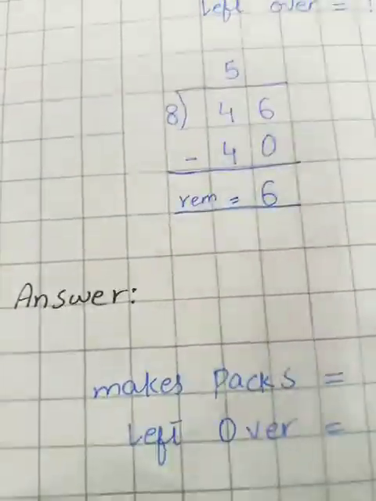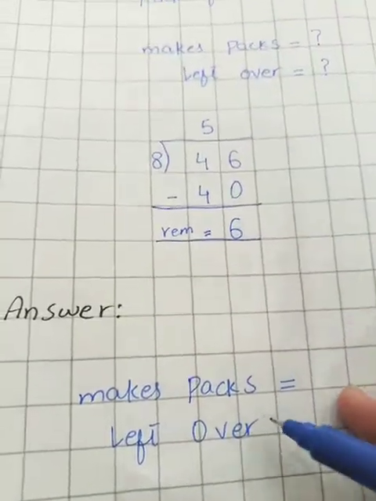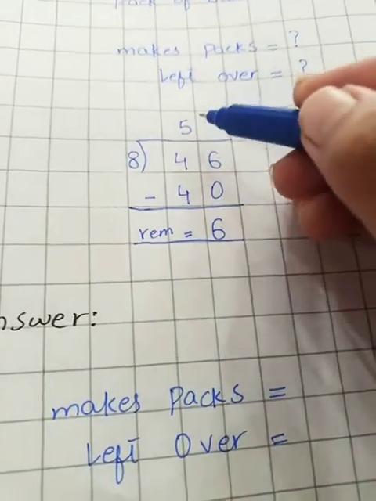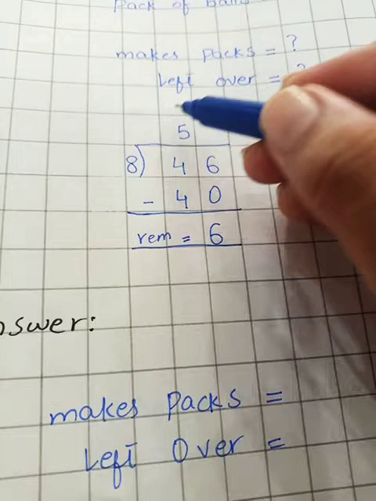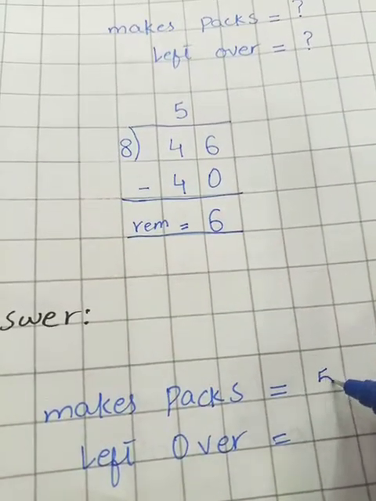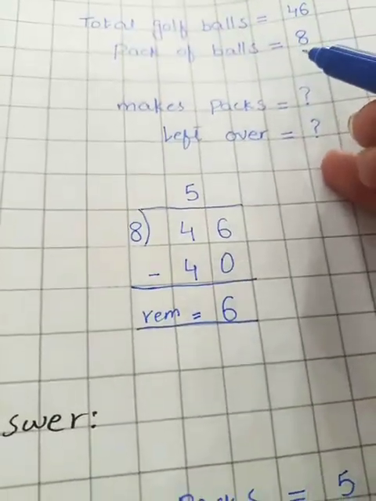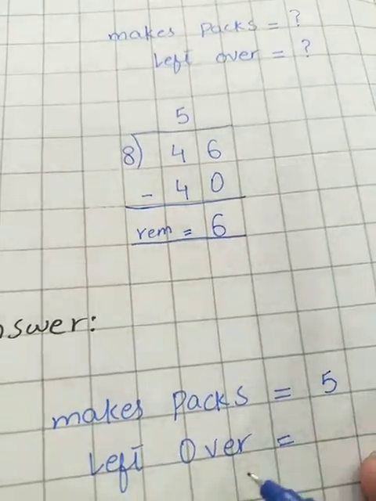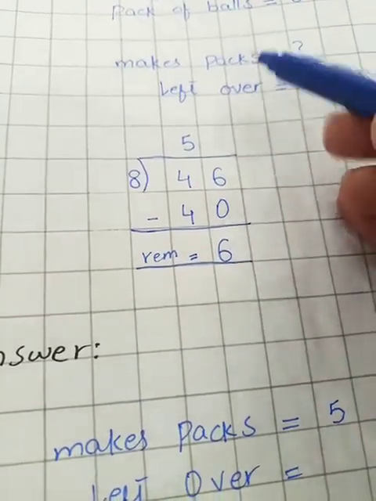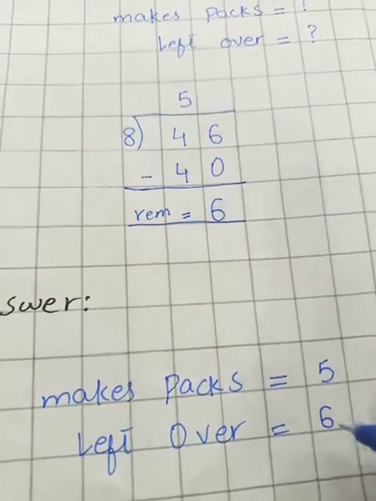Now look at this. Here is our answer portion, in which we have written the statement as it is, makes packs and leftover. Now students, makes packs is the answer, that is our quotient, and we are going to write it here because we are going to make 5 packs, each one containing 8 balls. And the leftover here, he will be left over with 6 balls. Now I am writing it here, the 6 balls will be left over.